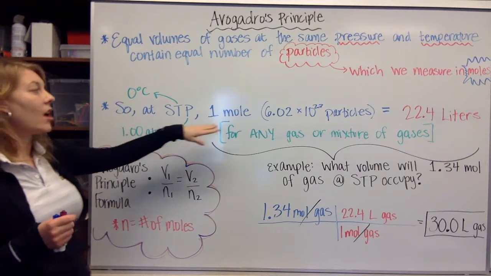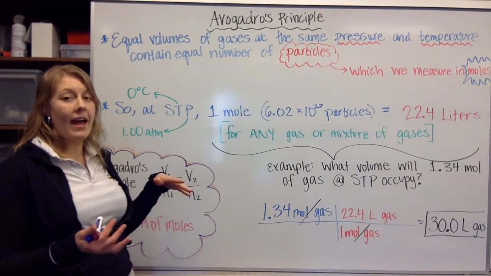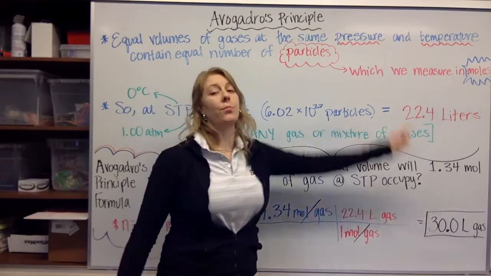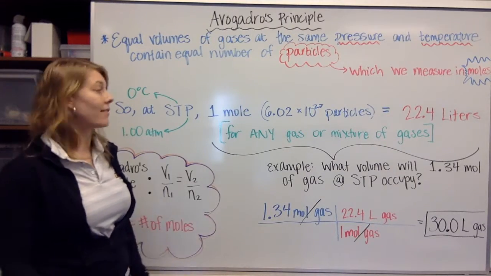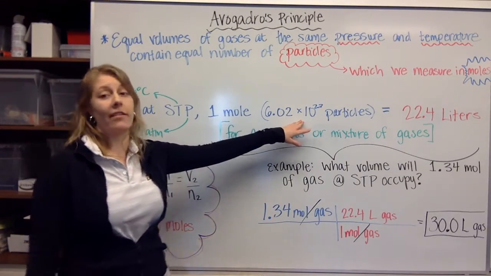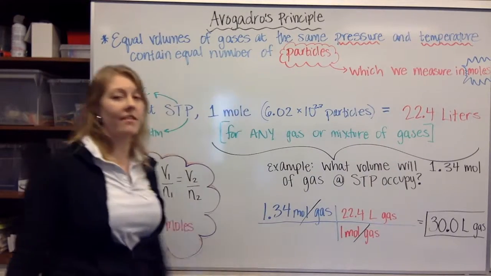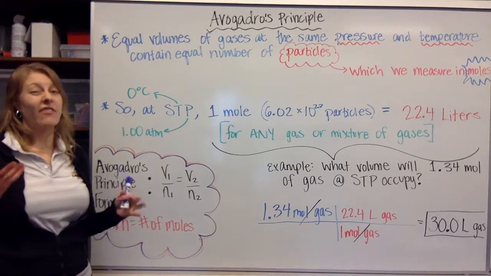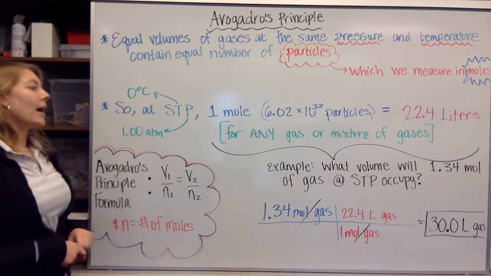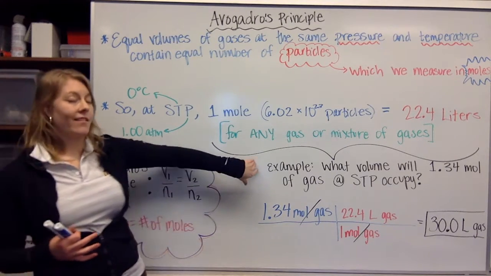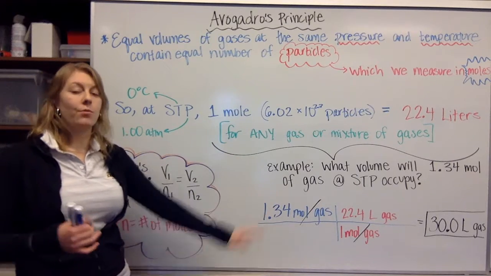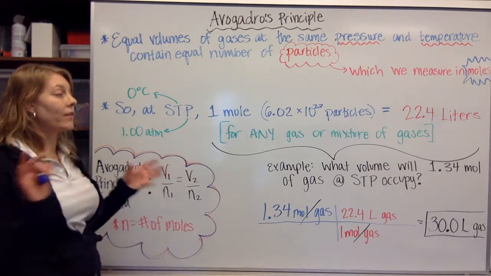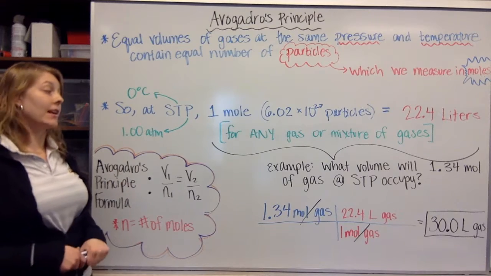At STP, 1 mole of any gas is equal to 22.4 liters. At STP, so 6.02 times 10 to the 23rd particles of that gas is equal to 22.4 liters. This is true of any gas or any mixture of gases, okay? So it doesn't just have to be a pure gas. Now, we've seen also this example that I've put down here, but this is just to refresh your memory and to see how this is interconnected with what we've already done.